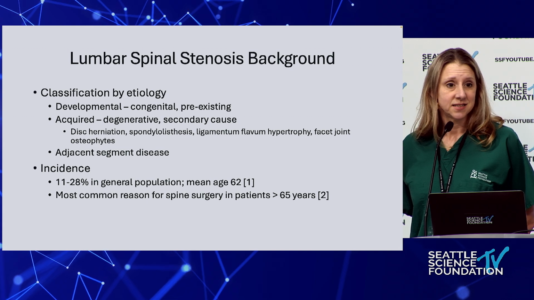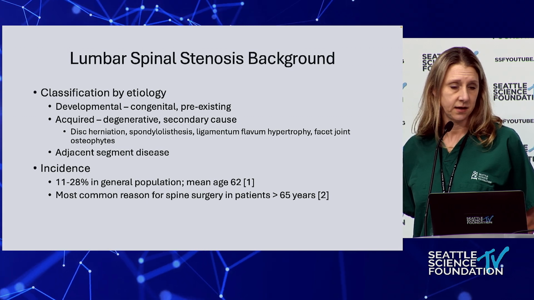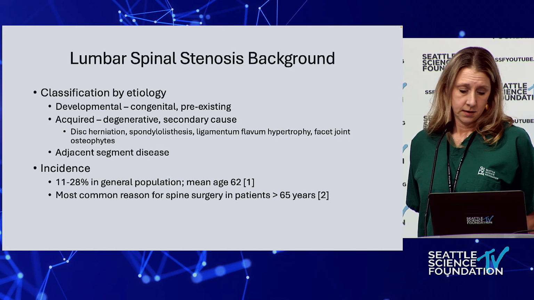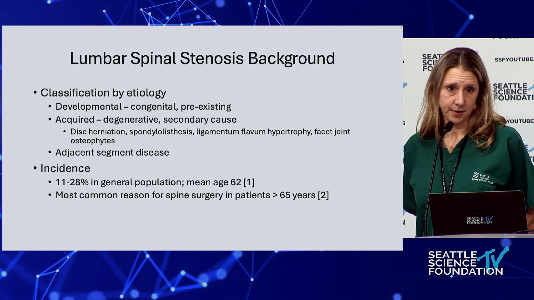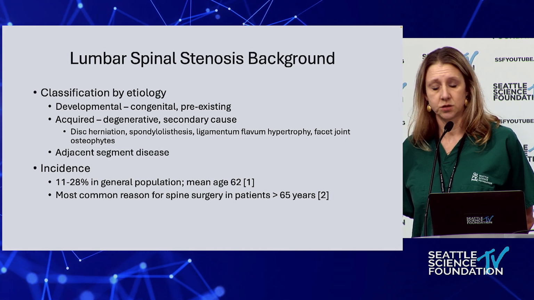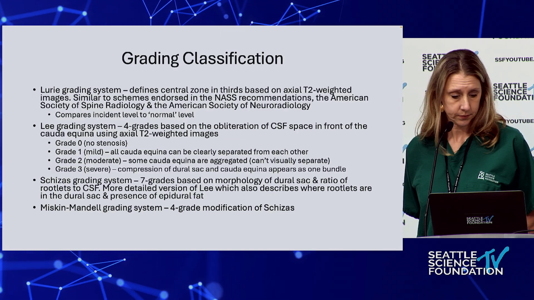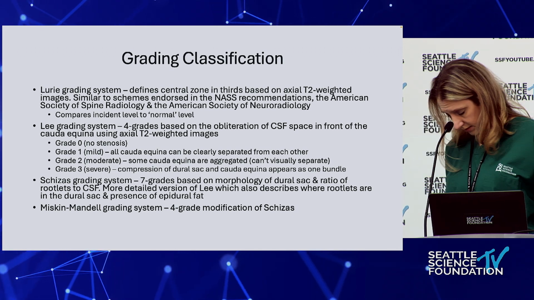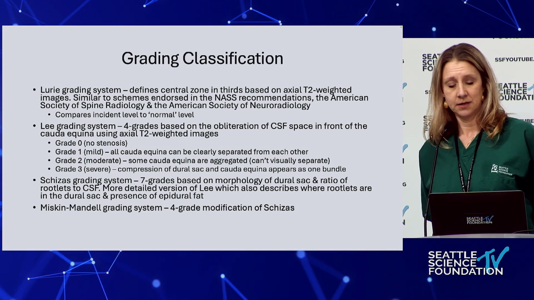This is a very high incidence condition, and it is a condition of the older adult. The most common reason for spine surgery in the United States is lumbar spinal stenosis with neurogenic claudication. There are multiple grading systems, which contributes to the confusion.